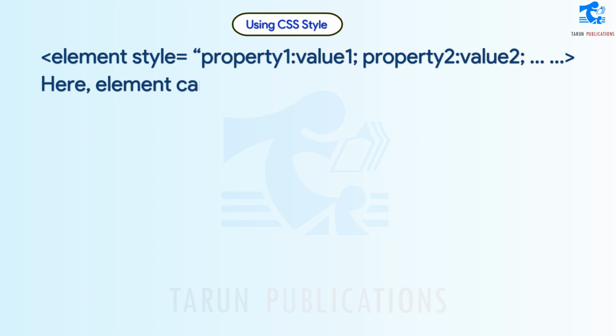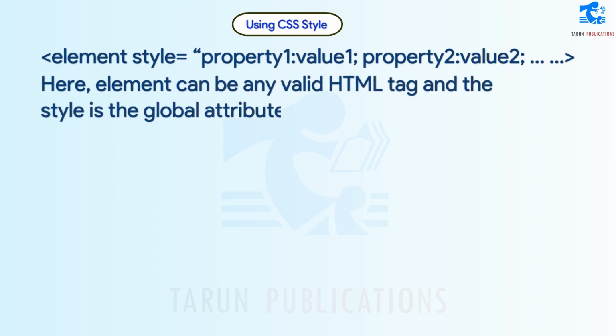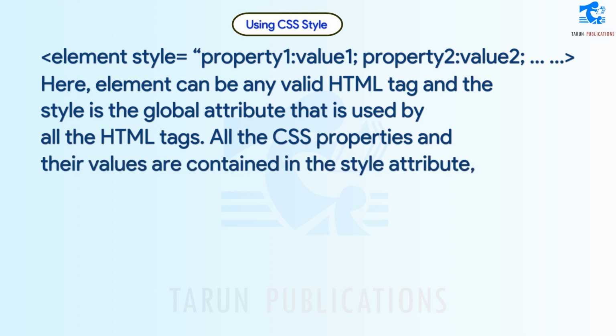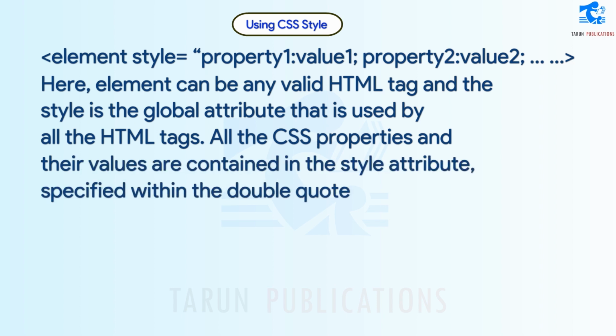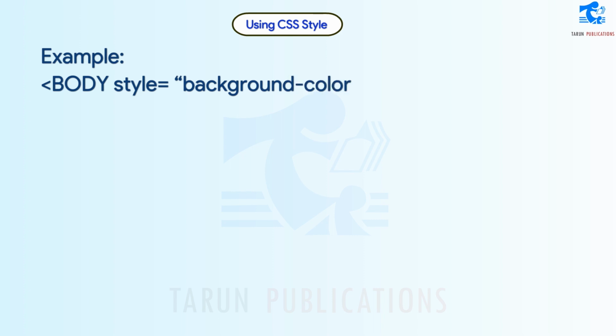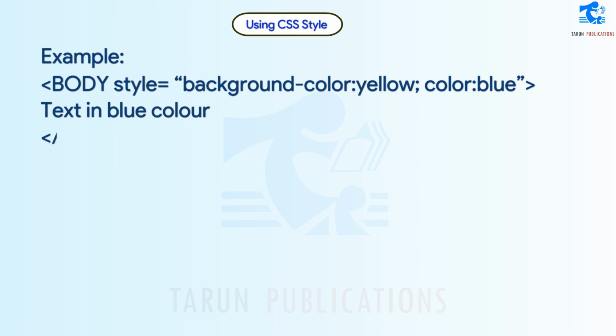Here, element can be any valid HTML tag, and the style is a global attribute that is used by all the HTML tags. All the CSS properties and their values are contained in the style attribute, specified within the double quotes. Example: <body style="background-color: yellow; color: blue"> Text in blue color. </body>.